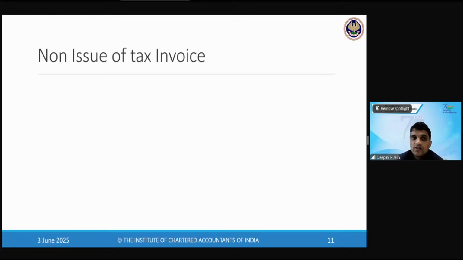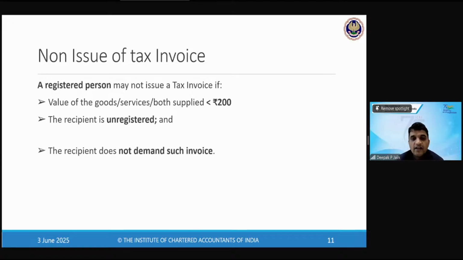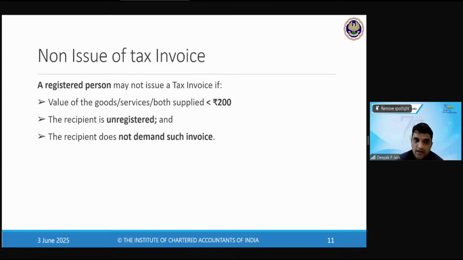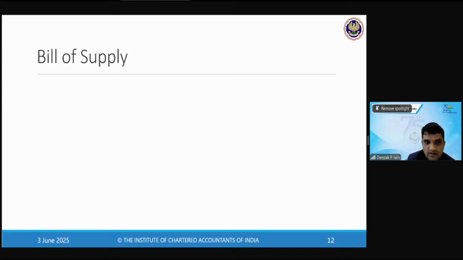Now non-issuance of tax invoice. In the following cases, you don't have to issue a tax invoice: where the value of the goods is less than 200 rupees, the recipient is unregistered, and the recipient does not demand. If the recipient demands, you have to raise. And for all of these, whatever small sales you're making, you can raise a consolidated tax invoice in a day. No problem. You can raise a consolidated tax invoice.